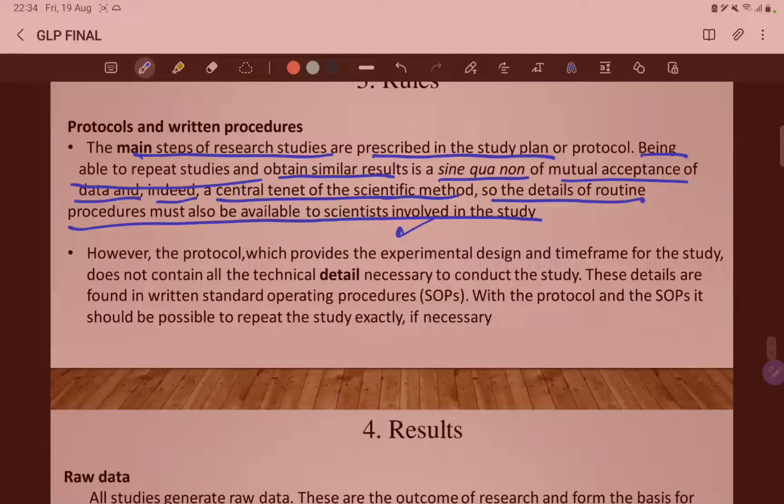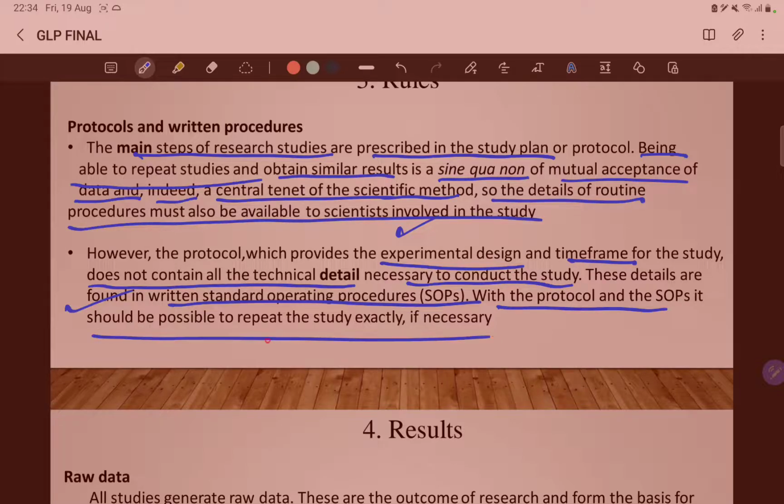However, the protocol, which provides the experimental design and time frame for the study, does not contain all the technical detail necessary to conduct the study. These details are found in written standard operating procedures. With the protocol and the SOPs, it should be possible to repeat the study exactly if necessary.